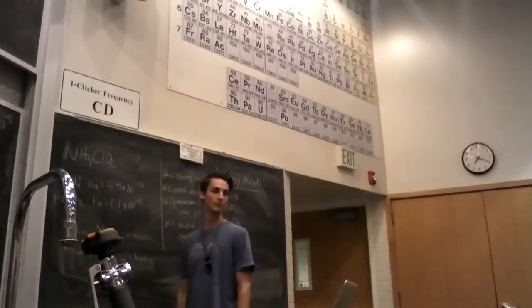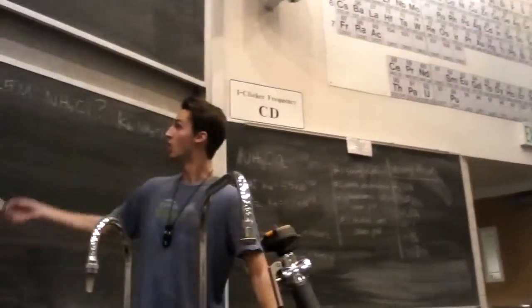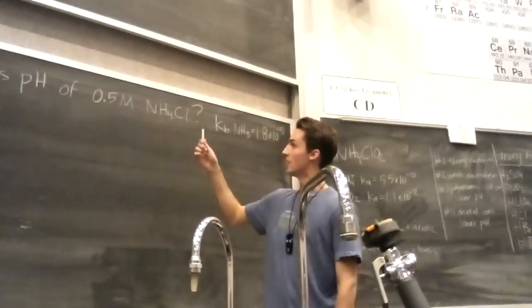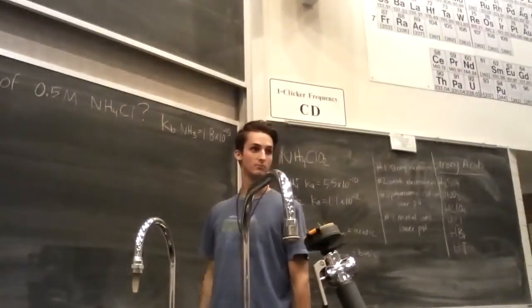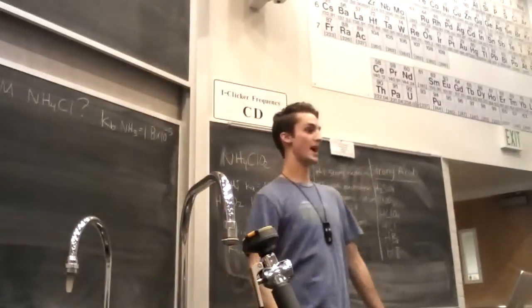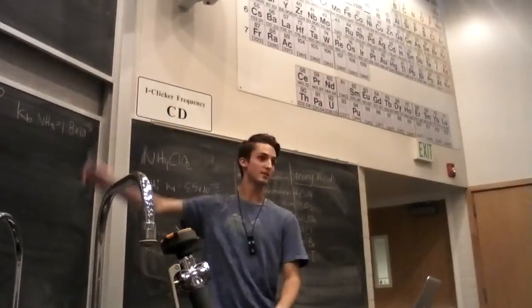Okay, here's a problem. I'm going to give you guys a minute to get started on it. What is the pH of 0.5 molar NH4Cl? Ammonium chloride. Remember the steps. We have a salt. Anytime you see a salt, go through the steps.